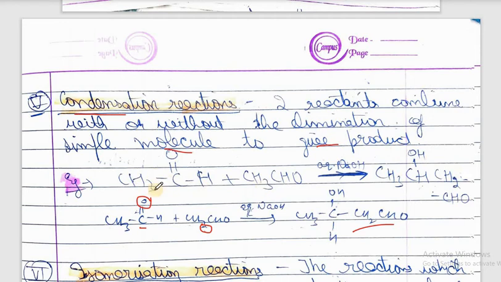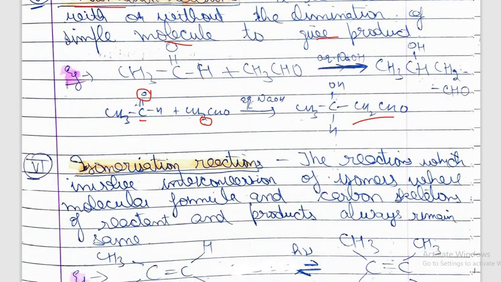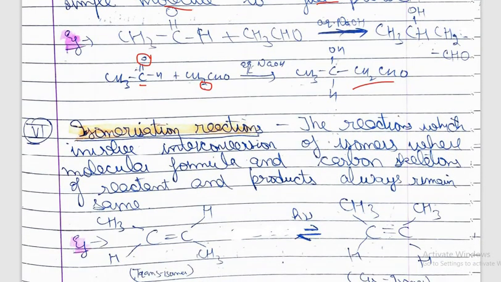This particular reaction is called aldol condensation. This we will do in aldehydes and ketones in second year. So next is isomerization reactions. Isomerization reactions means the reactions which involve interconversion of isomers.